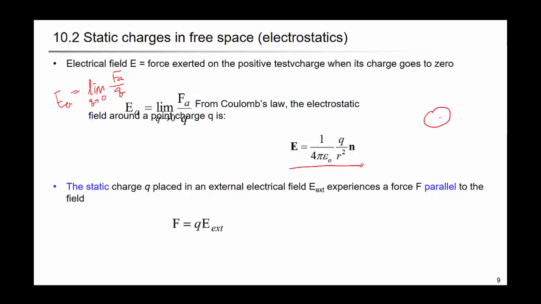So if there is a Q, this generates the electric field in the radial direction, right? E. And if we put some charge here to find the force, then the force acting on this charge Q is Q times the electric field, right? By the definition.